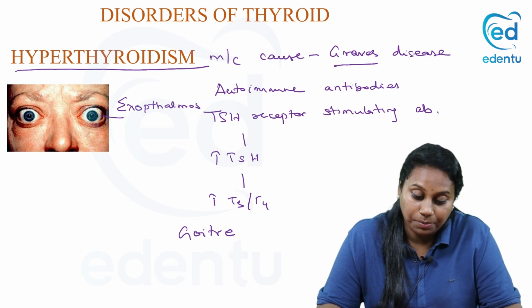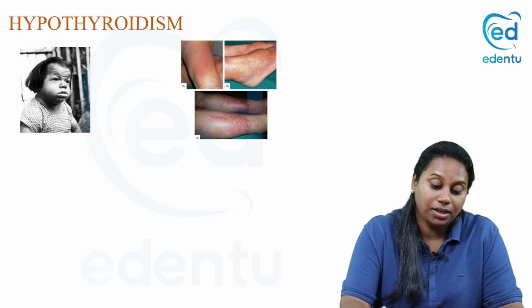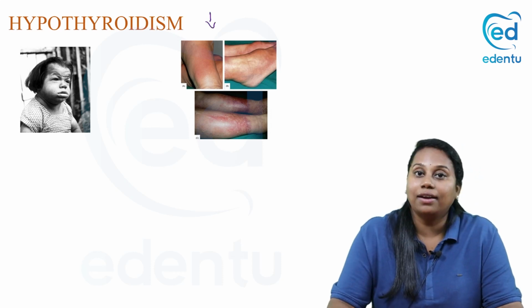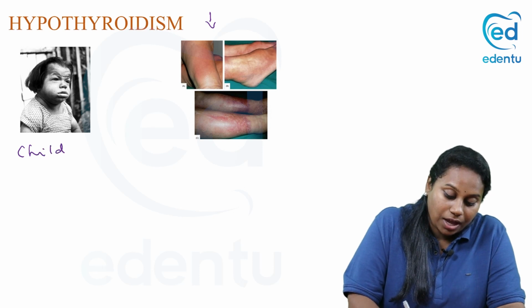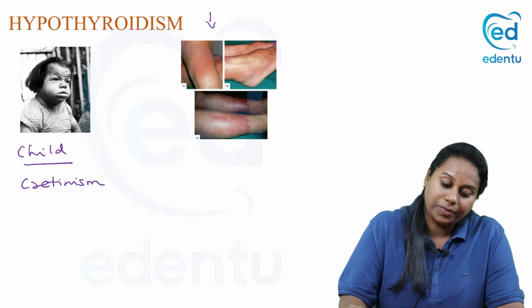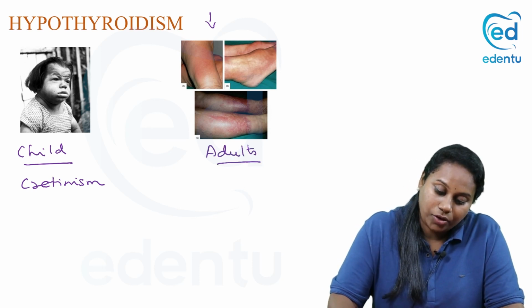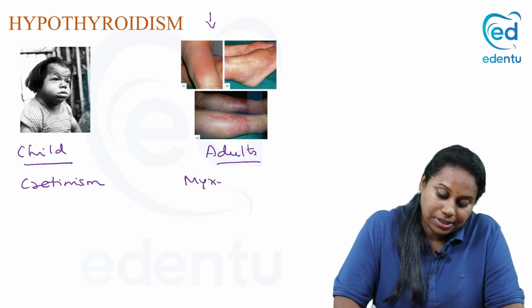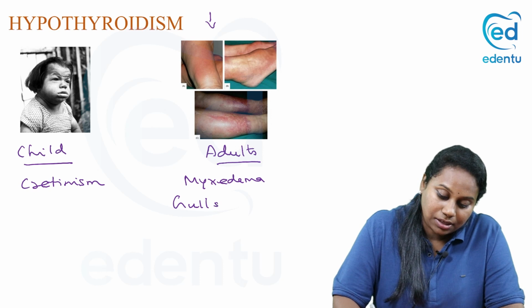So this is about hyperthyroidism. On the other hand, hypothyroidism, any deficiency of T3 and T4, is called hypothyroidism. In a child, hypothyroidism is called cretinism. And in adults, hypothyroidism is called myxedema. The other name for myxedema is Gull's disease.